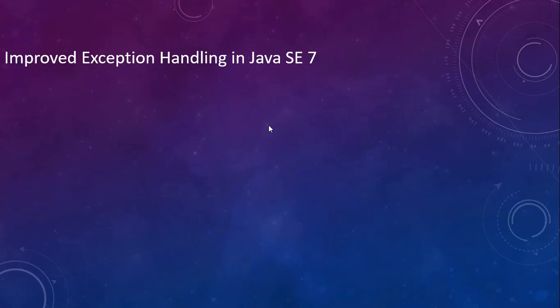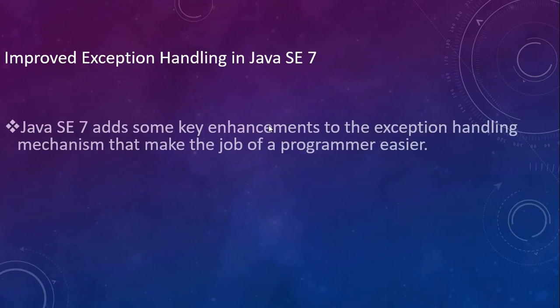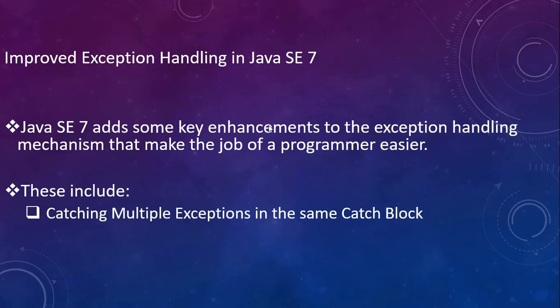Improved exception handling in Java SE 7. Now Java SE 7 adds some key enhancements to the exception handling mechanism that make the job of a programmer very easy. What are the inclusions? One, it enables catching multiple exceptions in the same catch block. And second, the try-with-resources statement.